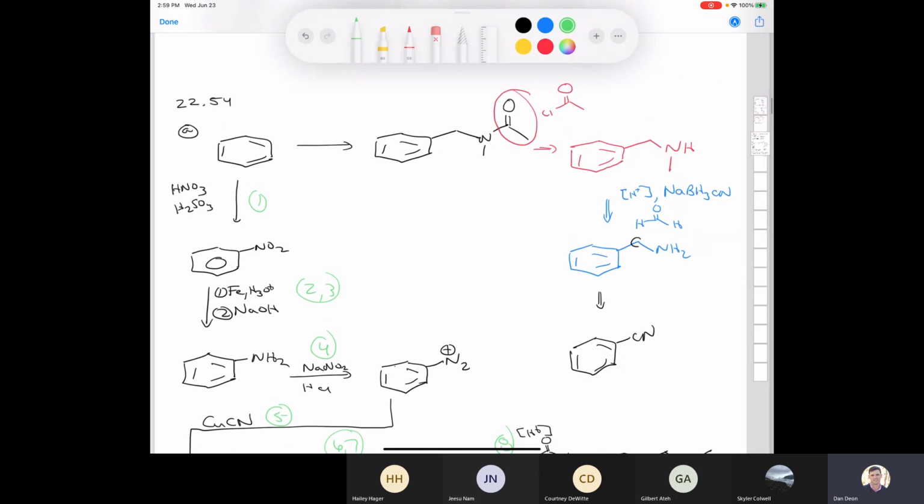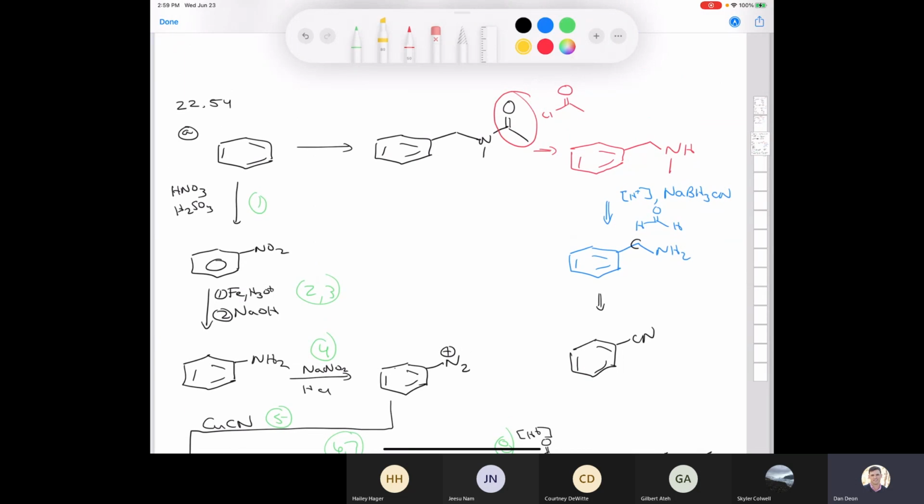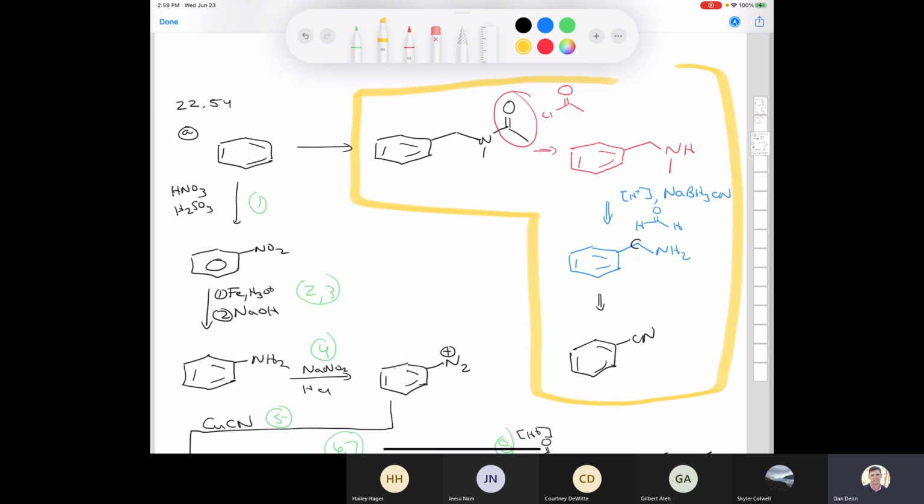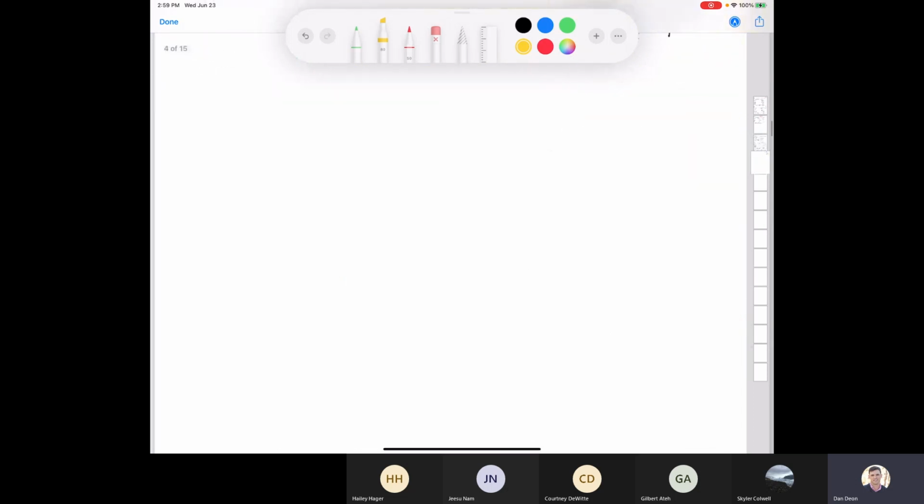But again, you just would want to solve this using retrosynthesis, and that's what this is here. If you're not sure how to go forward, always start by going backwards, right? And that will usually help you discover what the best method of attack would be to make the molecule in question. Let's try 22.54b.